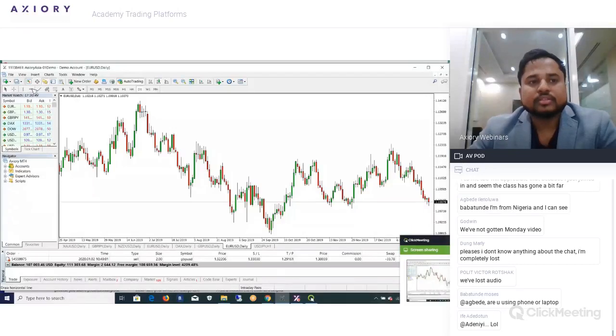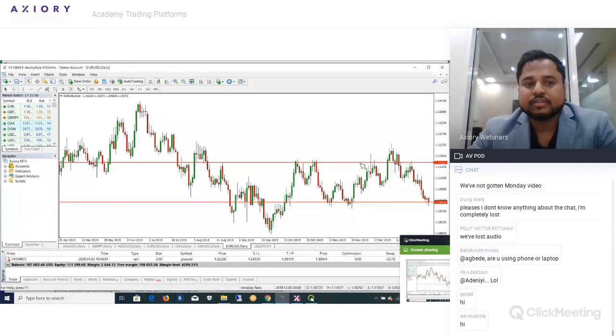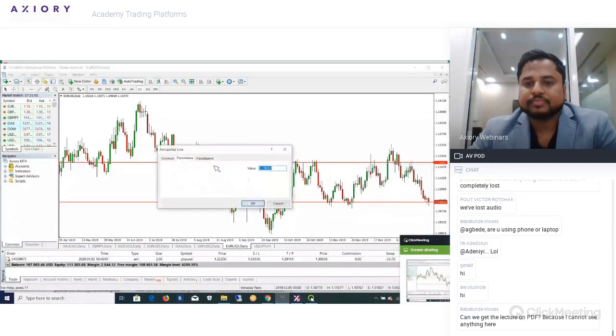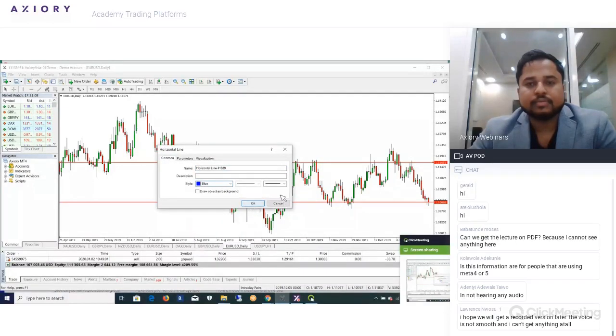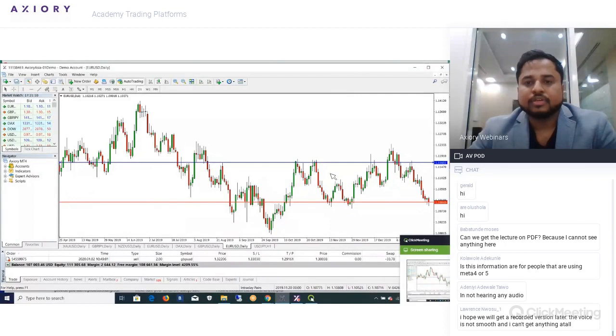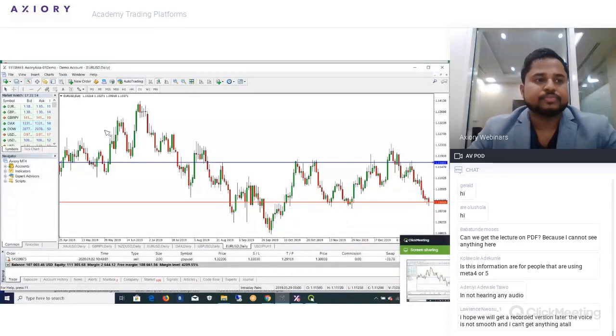Now we'll see the horizontal lines. You can draw the lines from here. Isn't this one horizontal? You can change the color by pressing here. It's a blue one. So you can change the colors as you wish.